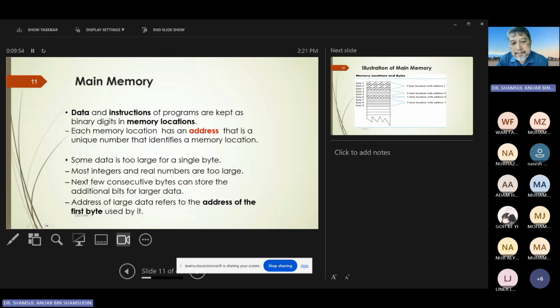All right, data and instructions programs are kept as binary digits in memory locations. So everything will have their own addresses. And so this is where that information will be located. So when the computer needs to recall this information, they need to know the address of that information. So they need to know how to get it back. Okay.